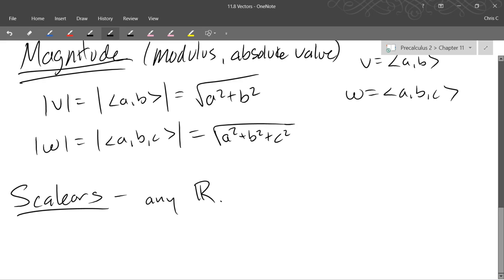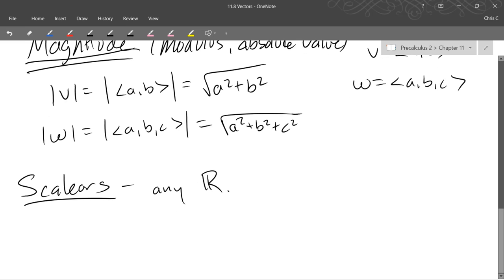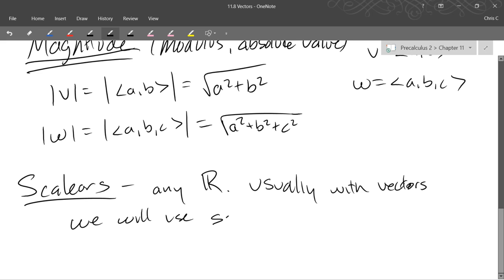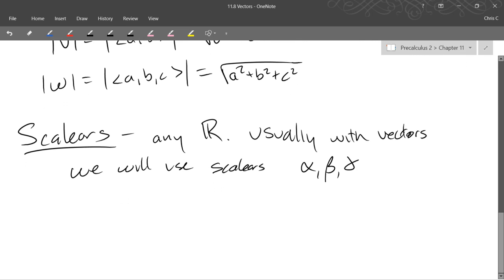Because we're dealing in vectors, if we want to talk about numbers, we have to use a special word, so we'll call them scalars when we're dealing in vectors. So most u's and v's and w's, those will all be vectors, and scalars will be the numbers. Usually with vectors, we'll use scalars alpha, beta, gamma. I don't think we use too many other letters for scalars. So we'll try to use Greek letters from the beginning of the alphabet. And those will all be real numbers.